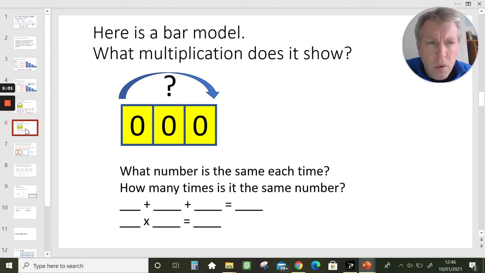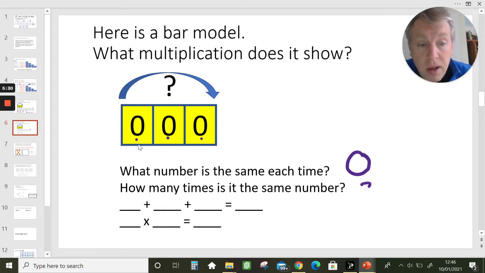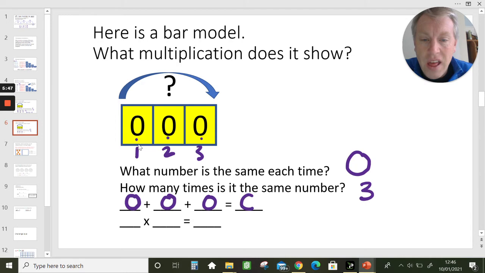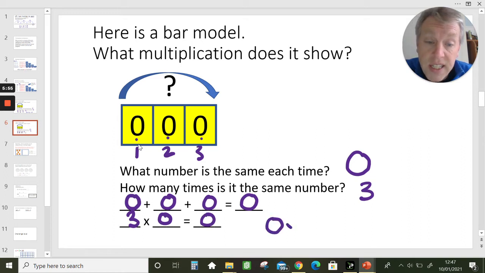Okay, so now we're seeing it as a bar model. What does this bar model show? Well, it shows a multiplication again. Can you fill in the gaps at the bottom? Have a go. Pause the video. Okay. Well, let's answer the questions. What number is the same each time? Well, it's 0, and it's 0, and it's 0. How many times is it the same number? 3 times. Same as before. So, it's 0 add 0 add 0. Add nothing. Still nothing. So, 3 times 0 equals 0. And I could have said it's 0, 3 times, and we still get 0.